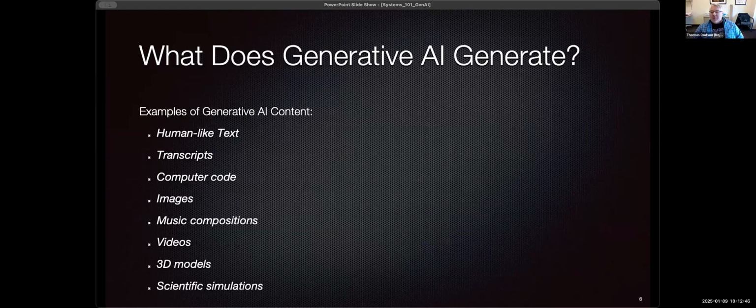So what does generative AI generate? Some examples of generative AI content are human-like text, transcripts, computer code, images, music compositions, videos, 3D models, and scientific simulations.